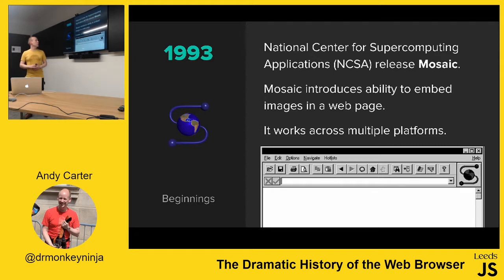Another benefit of Mosaic was that it worked across multiple platforms. Initially it was written to work on Unix, but then they later expanded that to include Windows, Mac, and Amiga. And as a result, it was quickly adopted by many people, primarily within the scientific community. And it often gets dubbed the first most popular browser as a result of this.